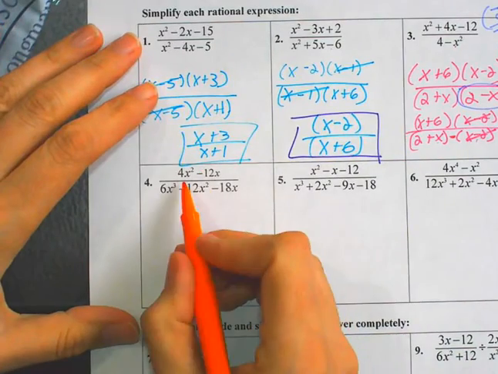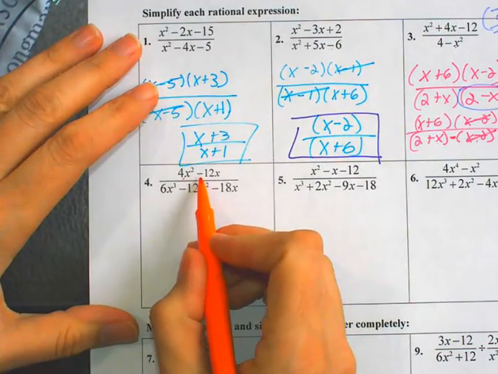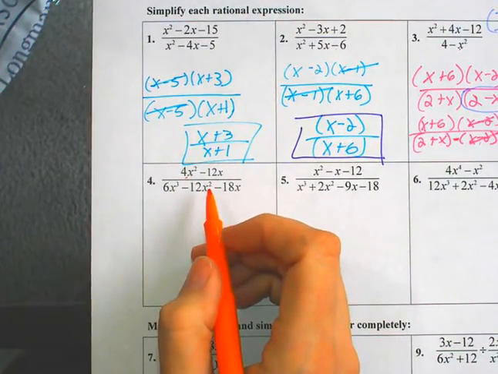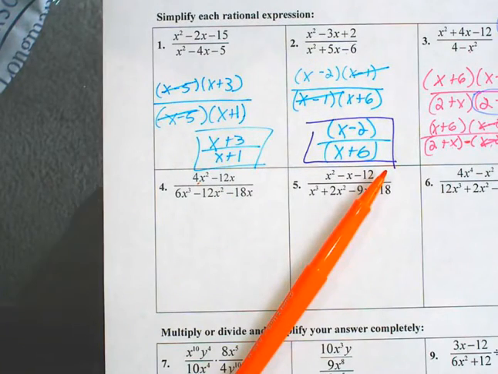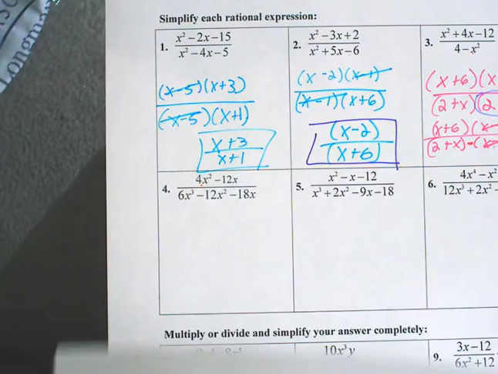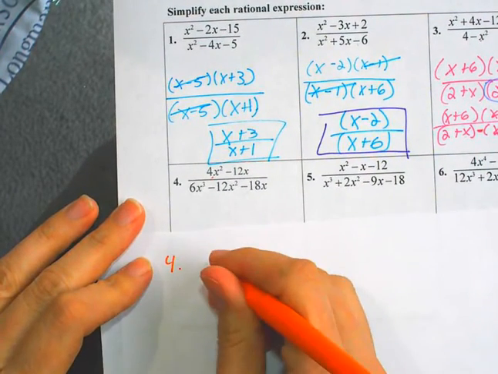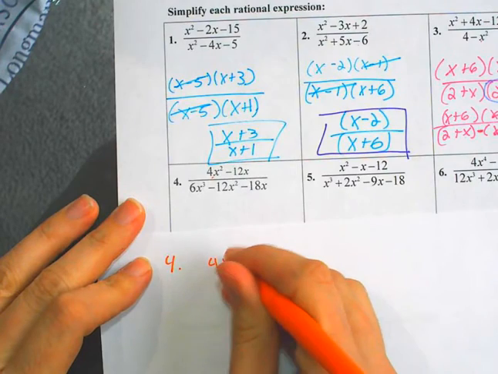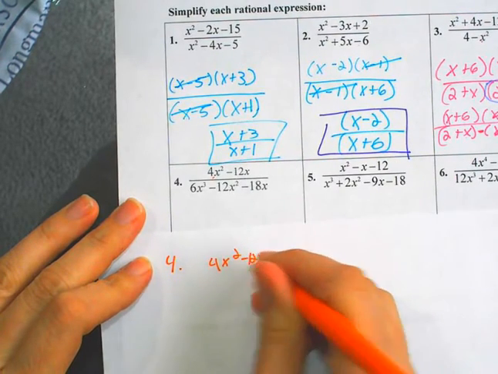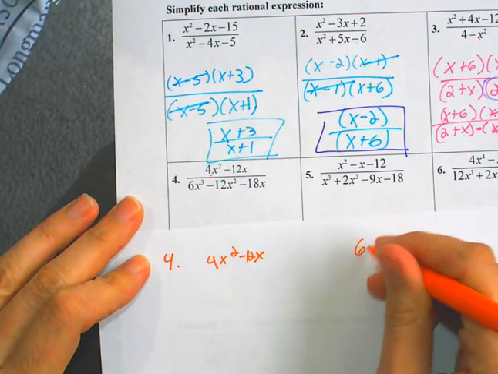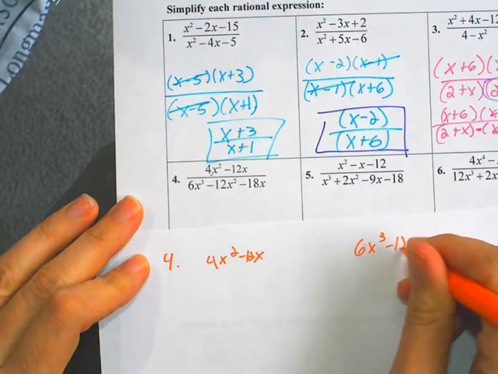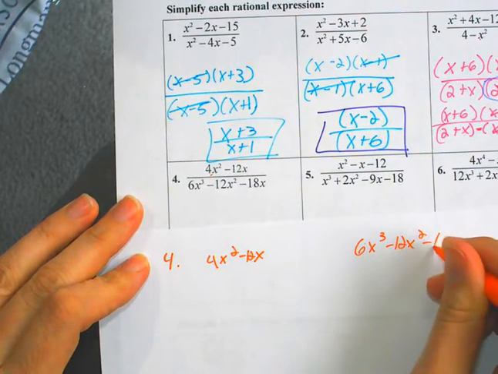Going up at the top here, you can also factor on another page. When they start to get a little more complicated, it's a good idea to try to keep things nice and neat. So in order to keep things nice and neat, I'm going to factor these two on a separate page. So this is number 4. And I need to factor 4x squared minus 12x. And I also need to factor 6x cubed minus 12x squared minus 18x.